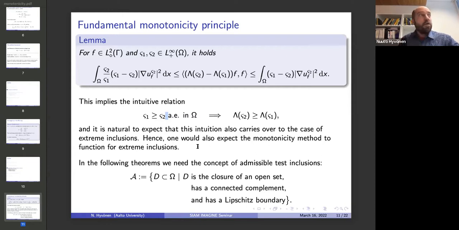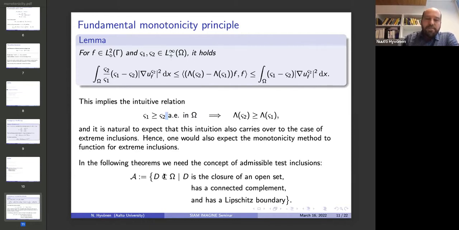And now if you think about moving on to extreme inclusions where the conductivity is 0 or infinity, or even these kinds of degenerate or singular inclusions where you allow singularities and conductivities to go to 0 kind of smoothly, then there seems to be nothing that should break down, because still if you have lower conductivity, you should have larger operators on the boundary. Okay, in the following theorem, I need this kind of concept of admissible test inclusions.